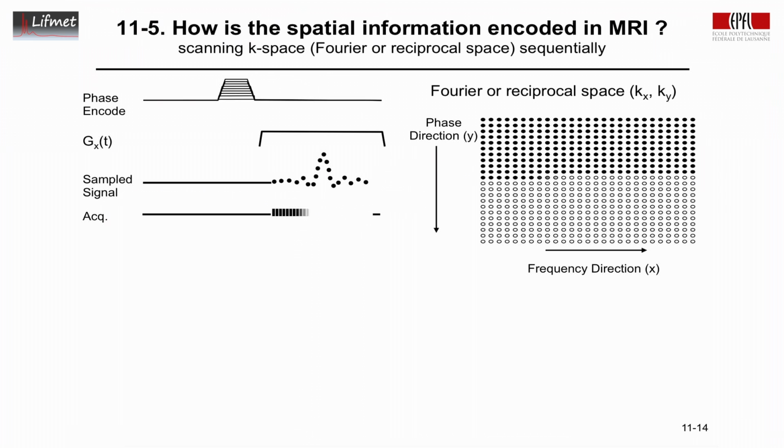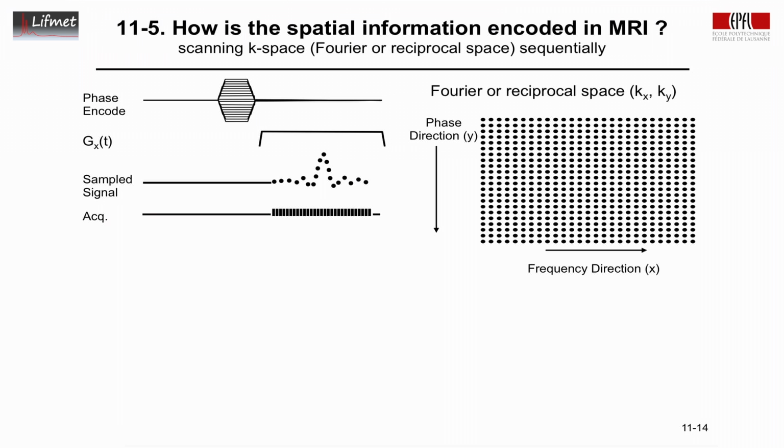And as we acquire this, we do this much faster, and this is the sound that you hear. Bzz, bzz, bzz. As you hear this sound from the MRI, this is how the K-space matrix is being filled up.